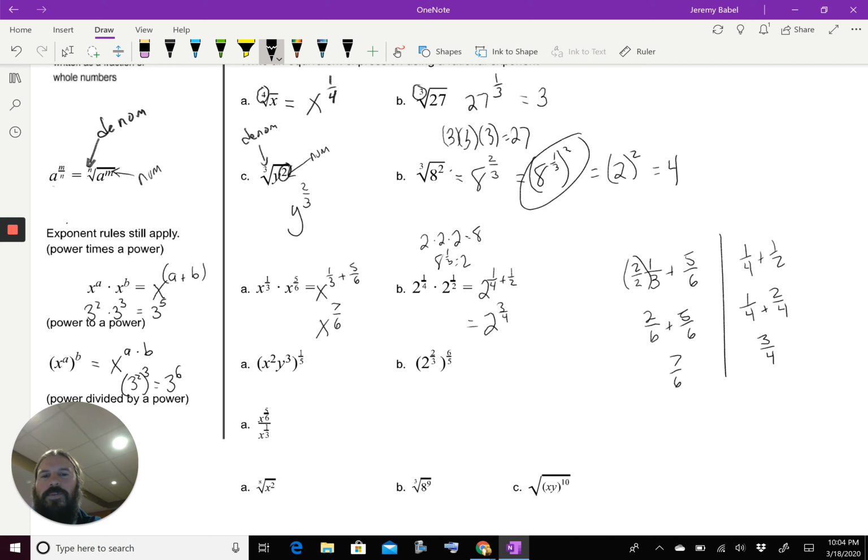So again, we can simplify when we have the same base. The key here is these were both 2's. And these were both x's. As long as the bases are the same, we can apply those exponent rules.